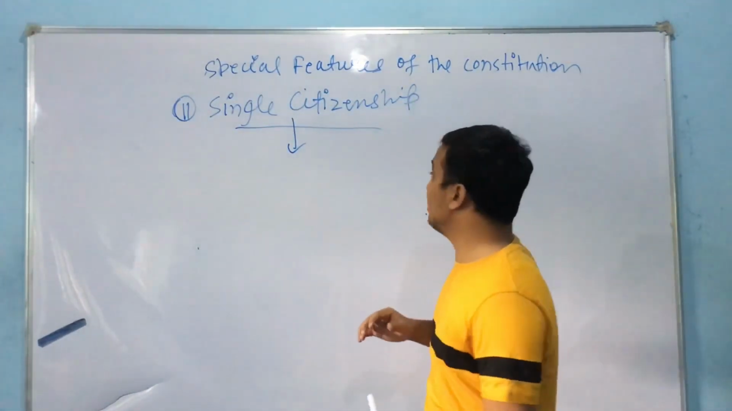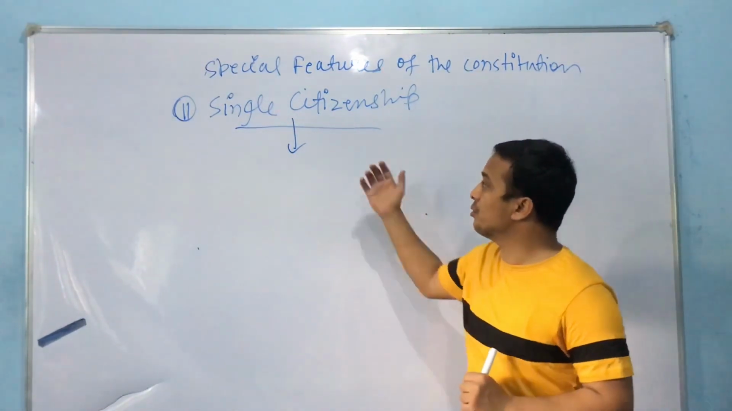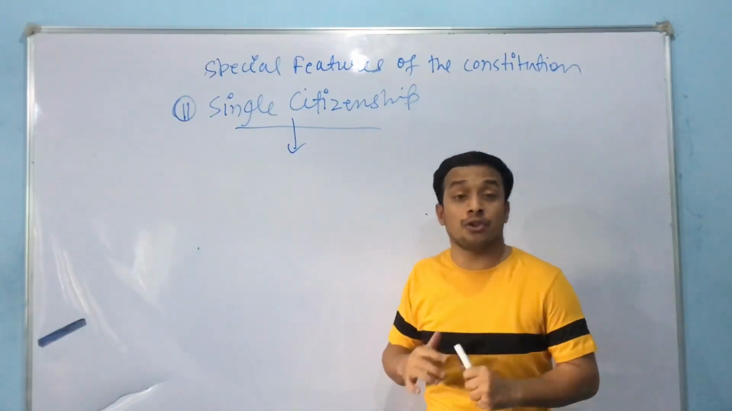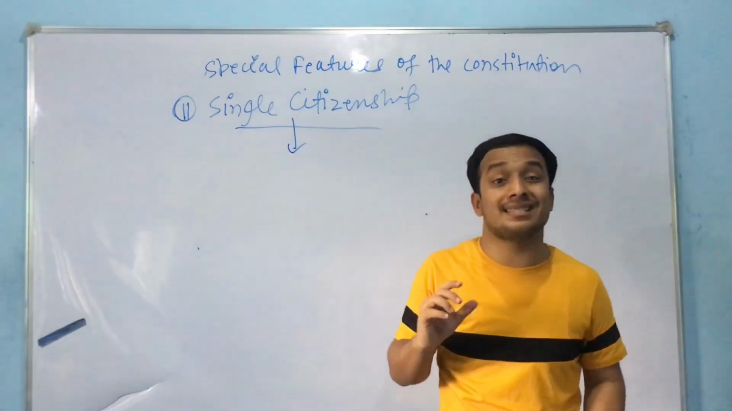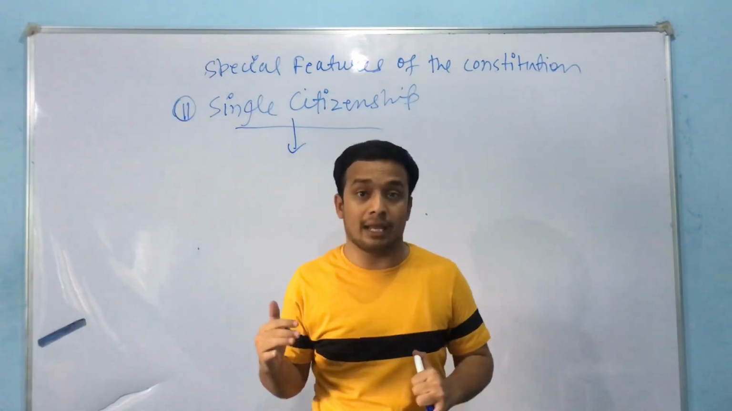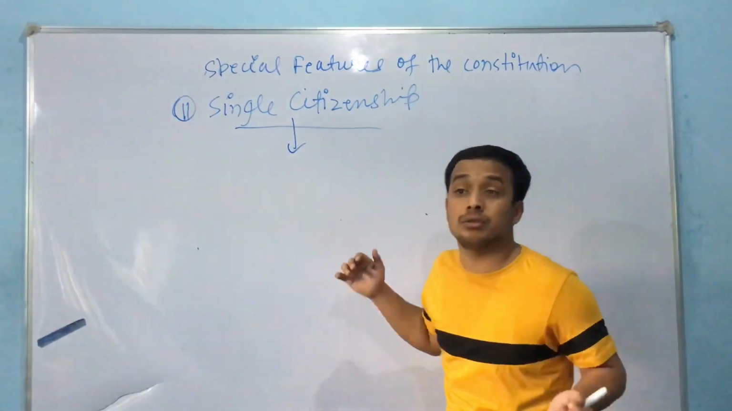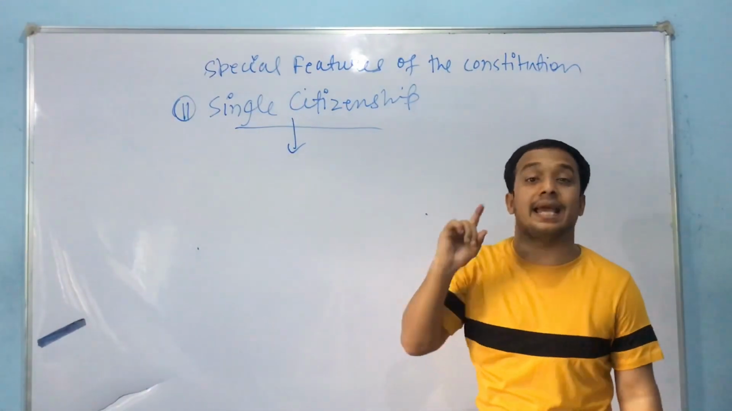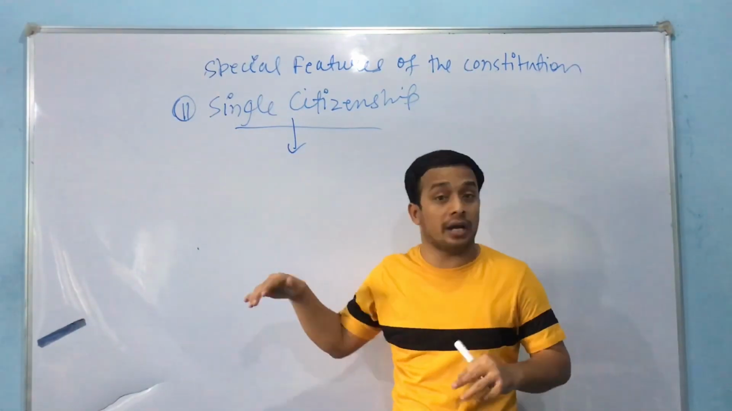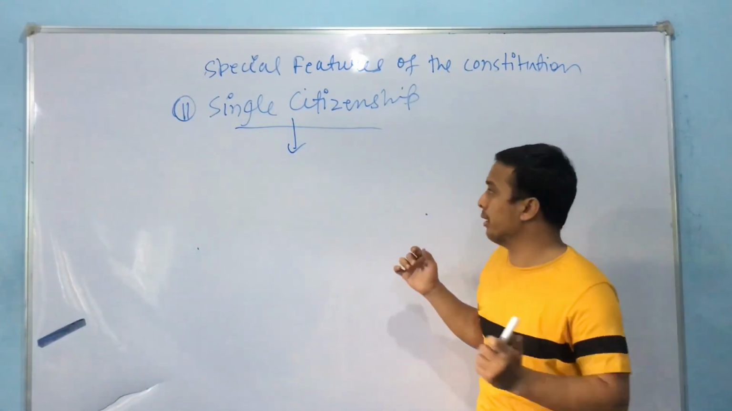So next we are going to study about single citizenship. Now, the Indian Constitution has basically accepted the concept of single citizenship. Means for the whole country there should be only one citizenship. Okay, means you can reside in any part of the country, you can buy property in any part of the country, the whole country belongs to you. Means there is only one citizenship for the whole country, so all the privileges are enjoyed throughout the country.